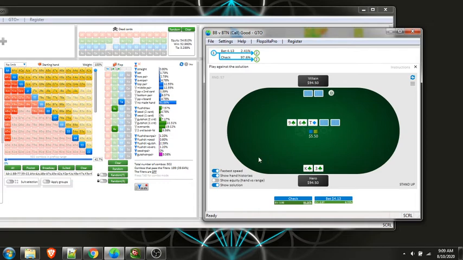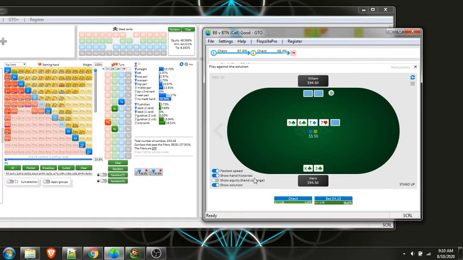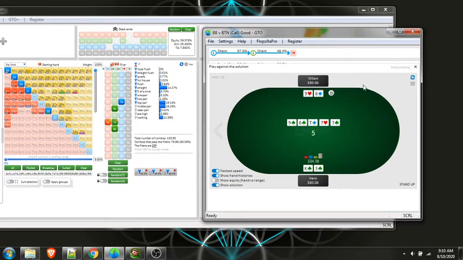Second nut flush draw. King high. Close to 50% here. Maybe slightly over. Yep. Now slightly less. 40%. A bet. And we hit.